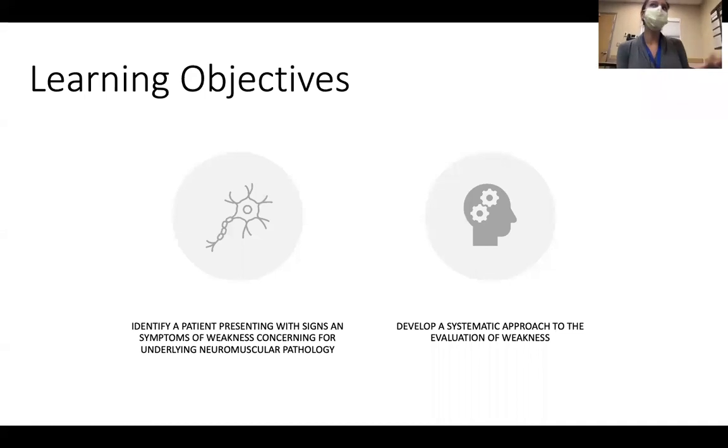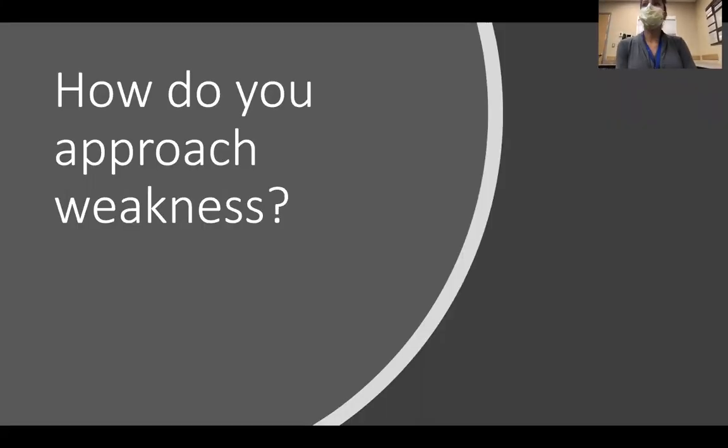Today, the learning objectives are learning how to identify a patient presenting with signs and symptoms of weakness that are concerning for an underlying neuromuscular pathology, and then develop a systematic approach to the evaluation of that weakness. I'm asking for participation from the folks out in the virtual world as well as in the room. How do you think about weakness?